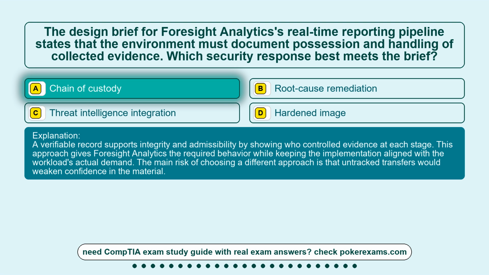A verifiable record supports integrity and admissibility by showing who controlled evidence at each stage. This approach gives Foresight Analytics the required behavior while keeping the implementation aligned with the workload's actual demand. The main risk of choosing a different approach is that untracked transfers would weaken confidence in the material.